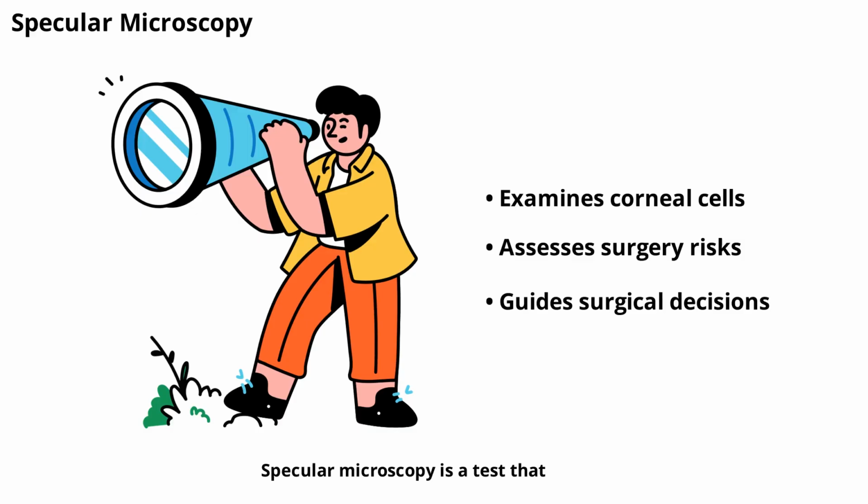Specular microscopy is a test that examines the cells lining the cornea, known as the endothelium. This test is important for assessing corneal health before cataract surgery. The results help identify risks and guide surgical decisions, ensuring optimal outcomes. Specular microscopy is a specialized tool used in advanced eye care.